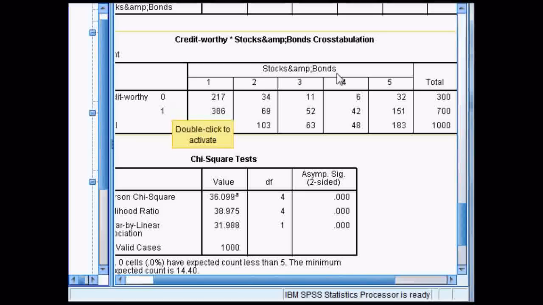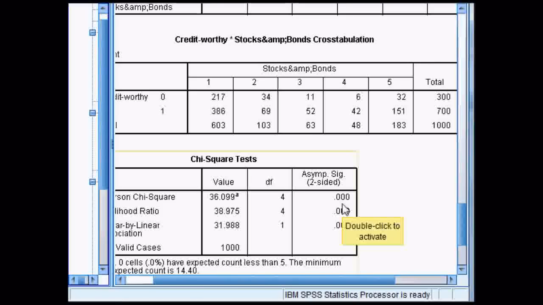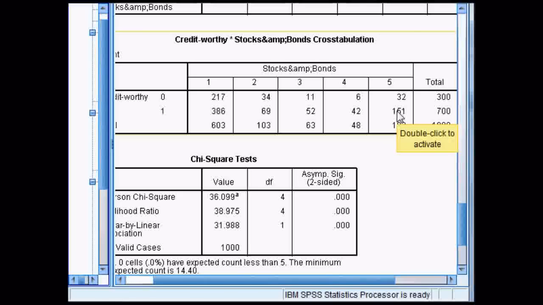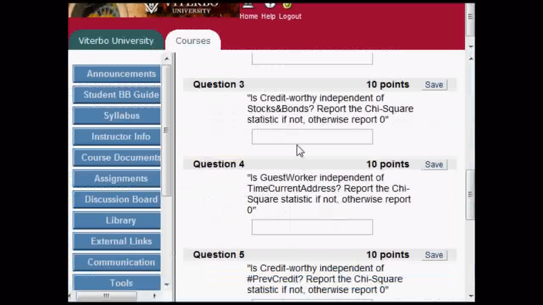So we have a chi-square statistic of 36.099. And looking at this p-value, it is below 0.05. So we reject that these two groupings are independent. So there is a difference. The number 1 category for stocks and bonds are much less likely to be approved for a loan than the number 5 group. And that would mean 36.099 would be my answer that I type into question 3.